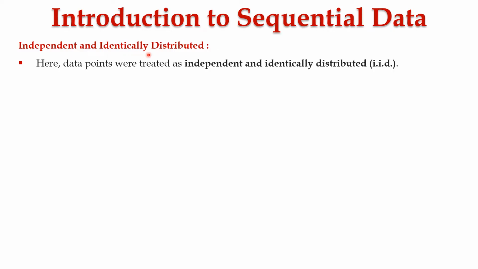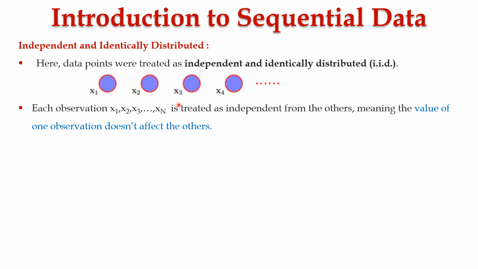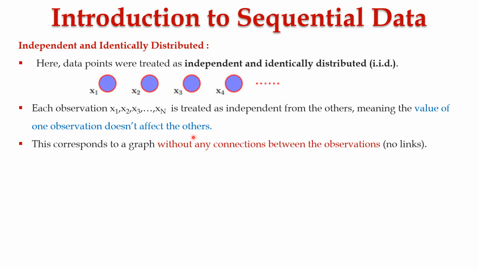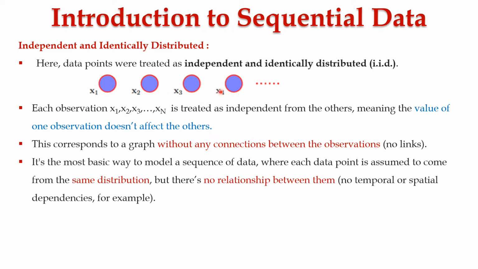Independent and identical distribution. Here the data points are treated as independent and identically distributed because we can see here the data points x1, x2, x3 and x4 are present independently. And the value of one observation does not affect the other data point. This corresponds to the graph without any connections between the observations. We can see here there is no link between the data points.